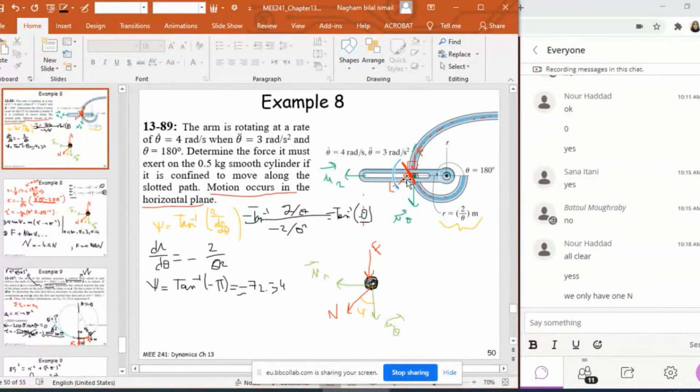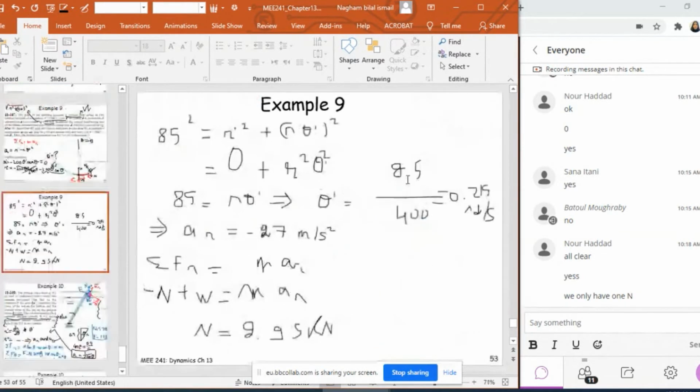So you can indicate an assumed direction for your net normal force or net force. And then whatever is your value, whatever is your sign, will lead you to the correct direction of these forces.